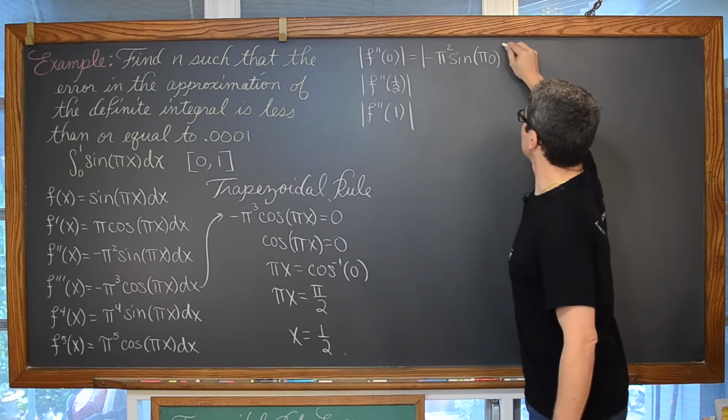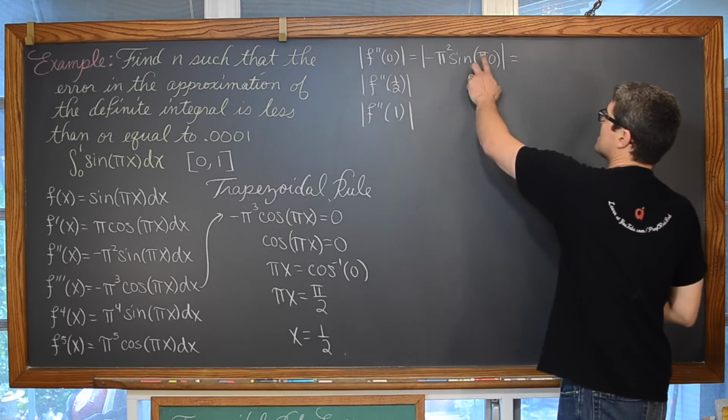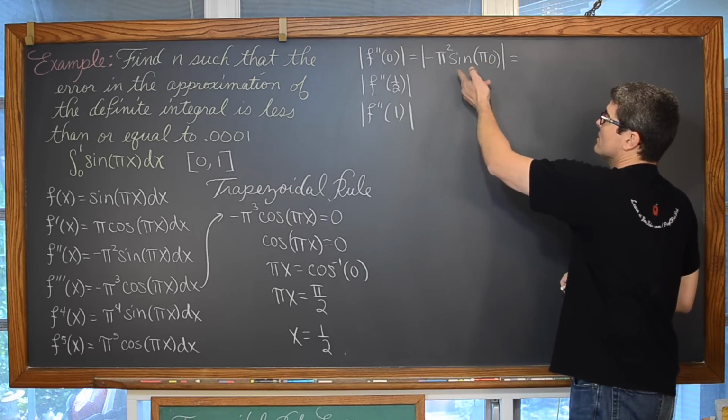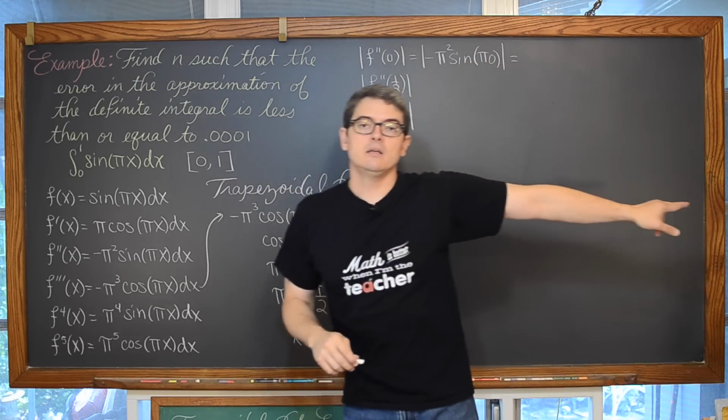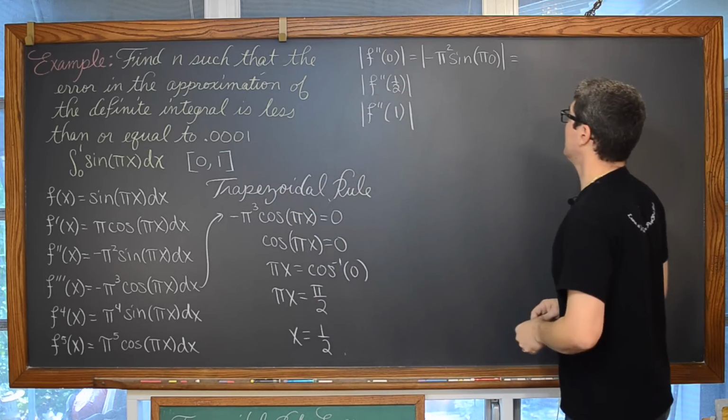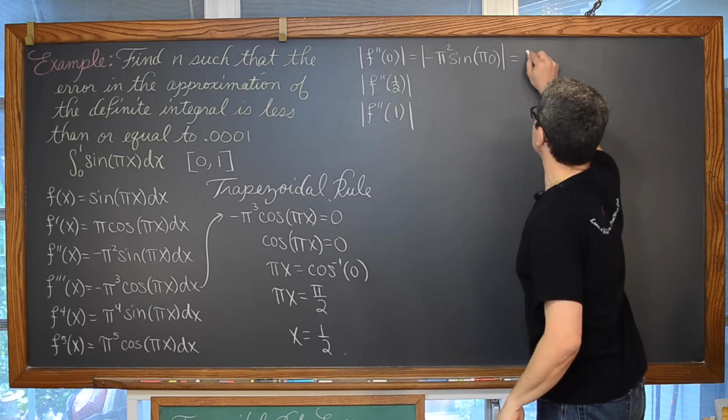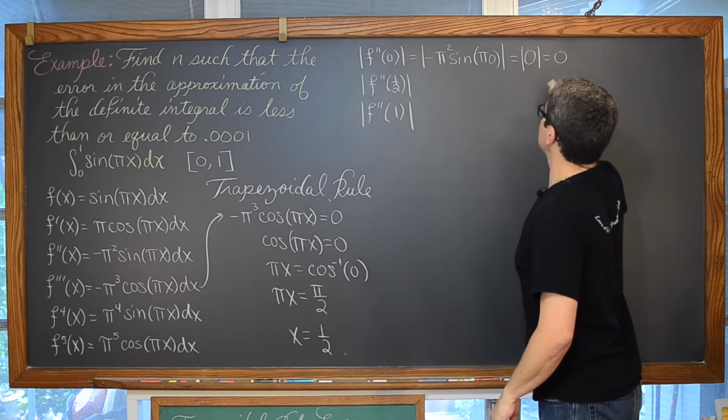Don't include the dx again, of course. And that is going to come out to, now the 0 times pi is 0. The sine of 0 radians is equal to 0 because it's the y-coordinate on the unit circle, of course. And so this whole thing is going to come out to be the absolute value of 0, which is 0.